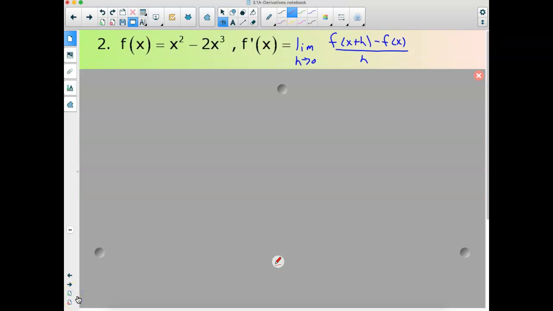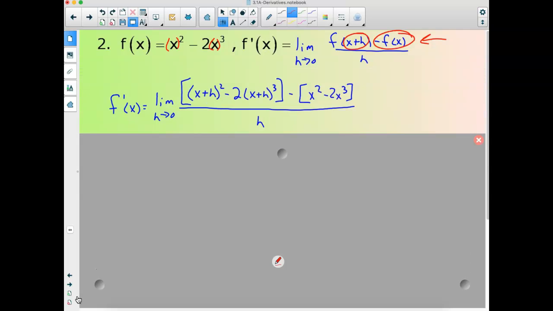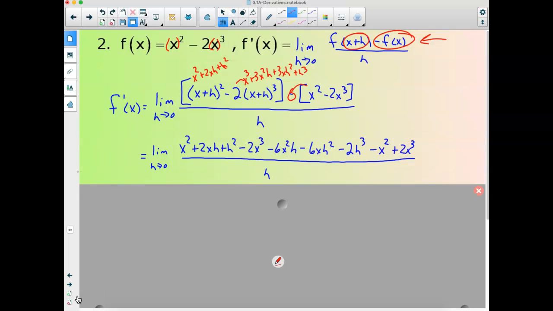Are you ready? Sick of hearing it? Here's my definition of the derivative. This means plug an x plus h in for every x, minus the original function, divided by h. Boom, there we go. Typically underneath here, I know x plus h squared is x squared plus 2xh plus h squared, and when I cube it, I know that's x cubed plus 3x squared h plus 3xh squared plus h cubed, so I can distribute that -2 to everybody, distribute that negative, which gets me to here.